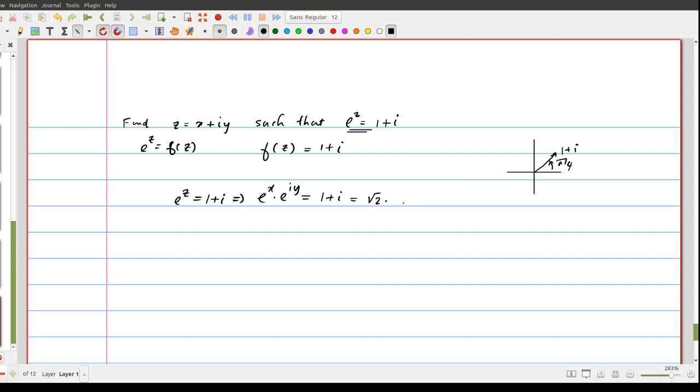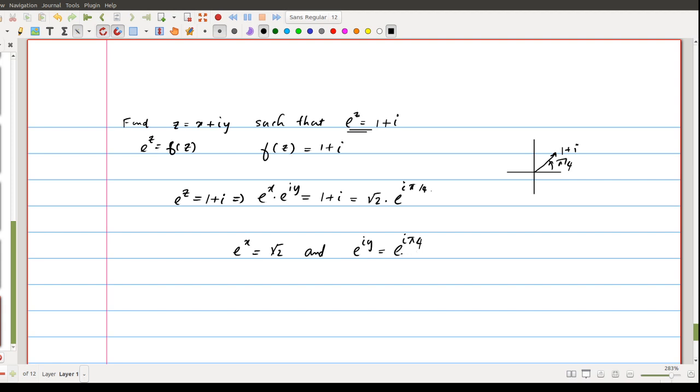So we will get one representation of this 1 plus i as root 2 times e to the power i pi by 4. So we need to find out x and y such that e raised to x times e raised to iy is equal to root 2 times e to the power i pi by 4. We solve two equations: e power x is equal to root 2 and e power iy is equal to e to the power i pi by 4.